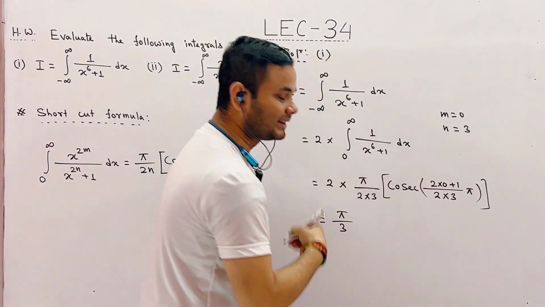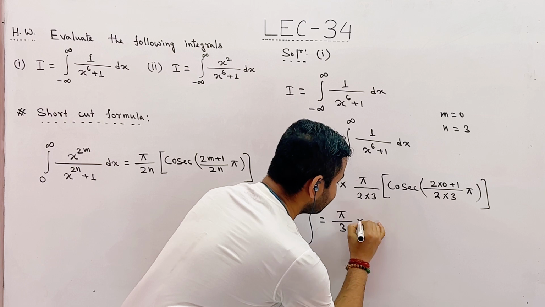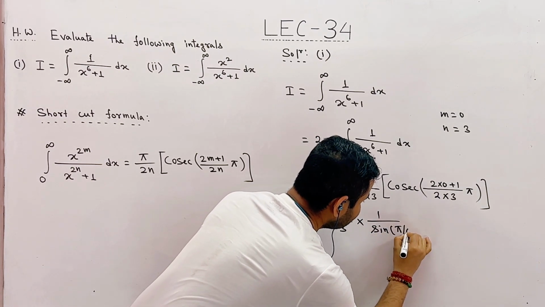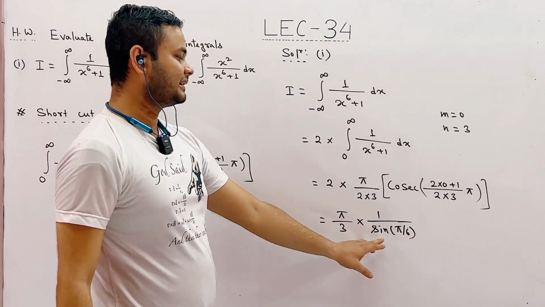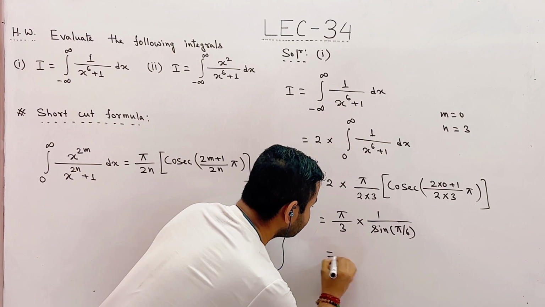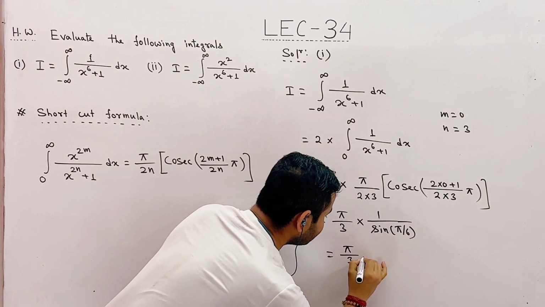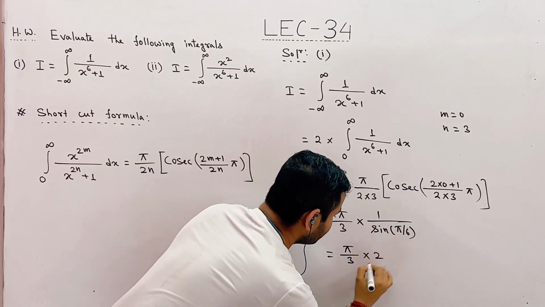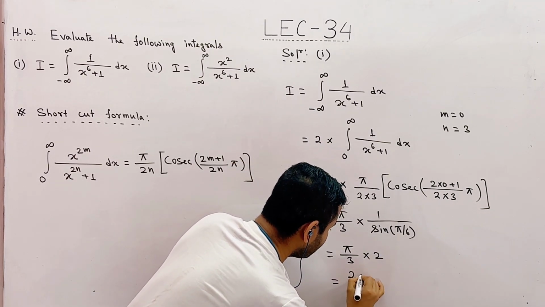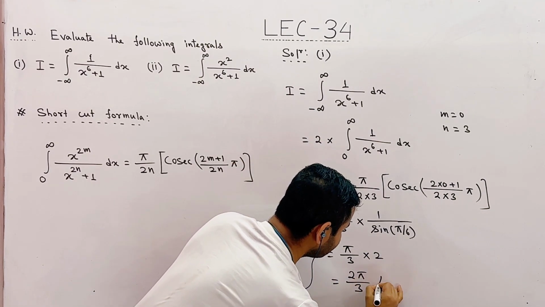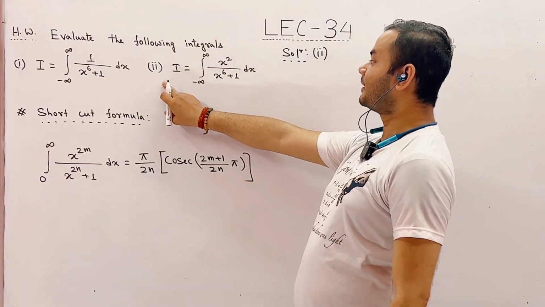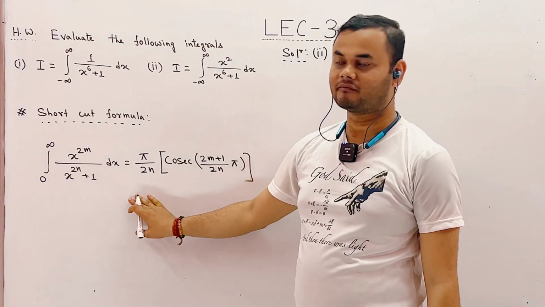pi by 6, and this cosec pi by 6 can be written as 1 by sine pi by 6, and sine pi by 6 value is 1 by 2. So, finally, we will get pi divided by 3 into 2, and after simplification we will get twice pi divided by 3. So, this is the answer. Okay? Next, let me solve problem number 2 by using this shortcut formula.